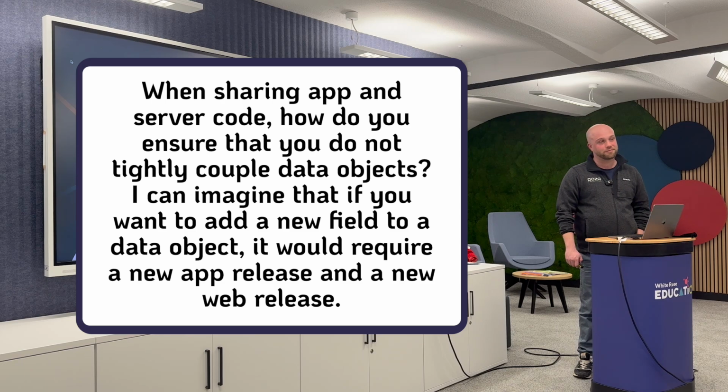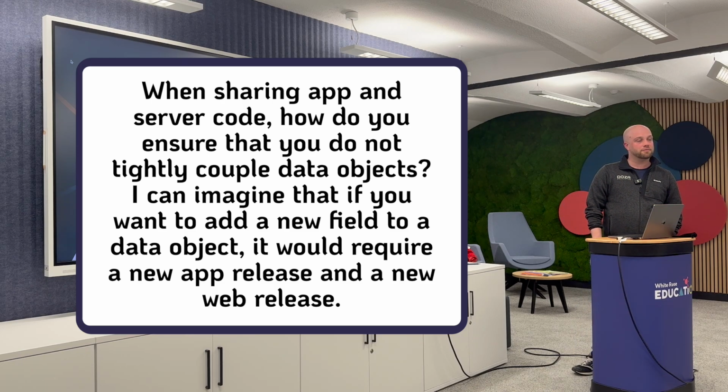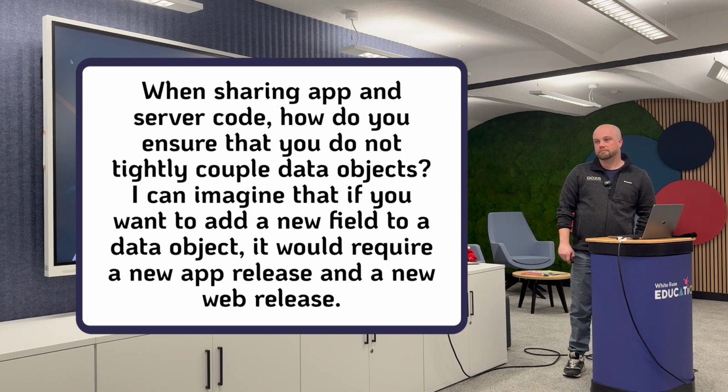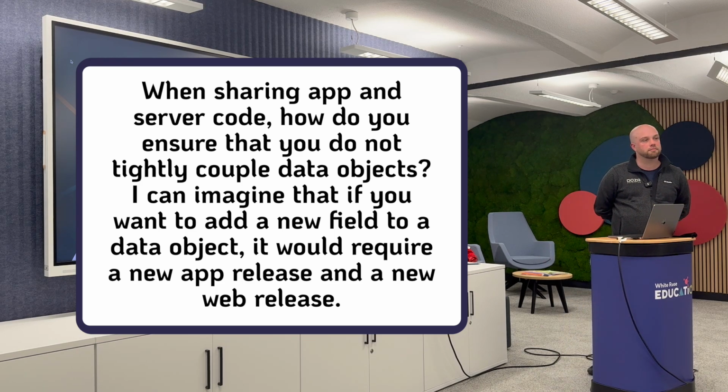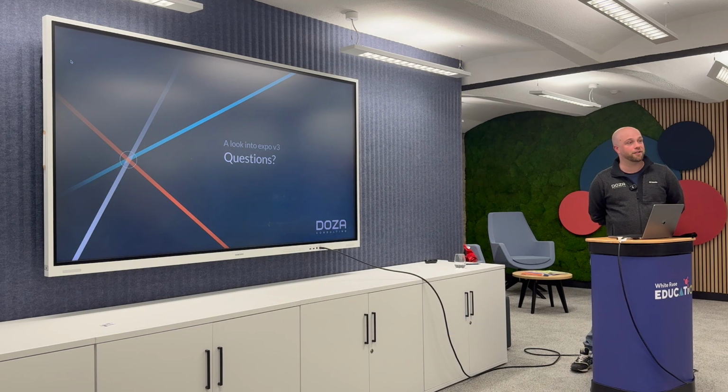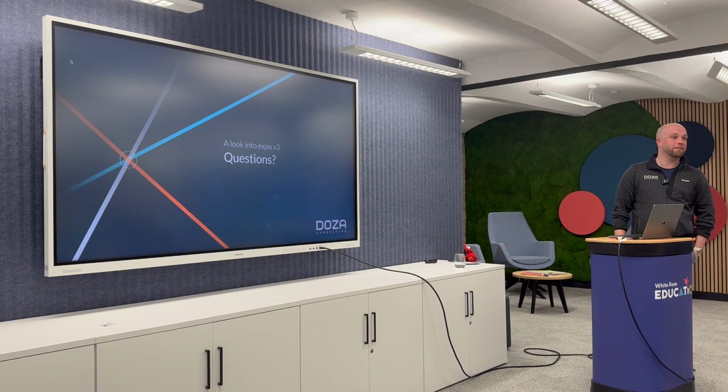No worries. The question I had was one I've been wondering about for a while, which is when you're sharing that app and that server code, I guess you made that point of utilities, but how do you make sure if you're sharing data objects between them, that you don't couple them too tightly? Because I can imagine if you want to add a new field to some data object, you're going to have a new app release and a new web release. Yeah. I guess at that point you want to make your deployments as easy as possible, but that is a very hard problem to solve, basically. So yeah, that's a good question.